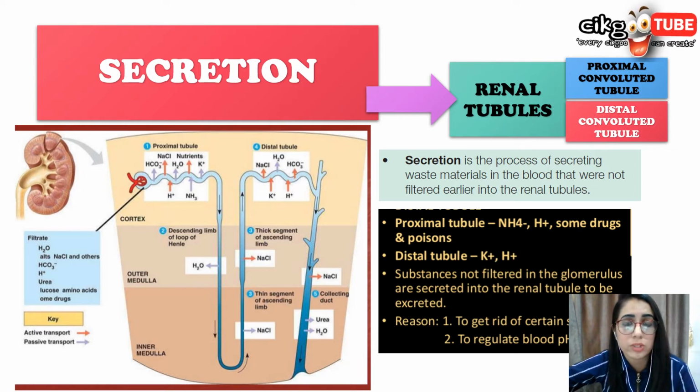Two important functions of secretion are to eliminate unwanted substances which are not filtered out through ultrafiltration, and also to regulate blood pH, which is between 7.3 and 7.5. For example, if the blood becomes too acidic, hydrogen ions are secreted into the filtrate, and if blood pH is too alkaline, then bicarbonate ions are secreted out.